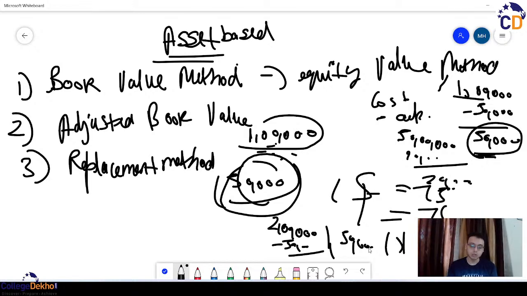Okay, so that is something that you should know about. ठीक है. The fourth method that we talk about is a liquidation method.